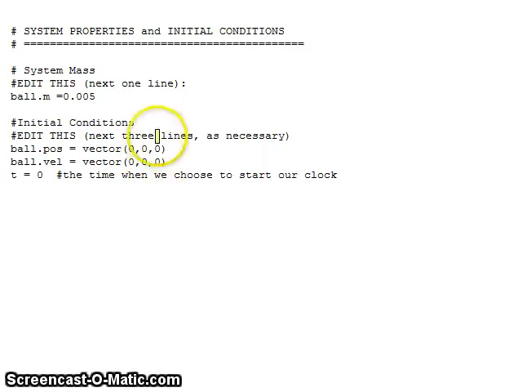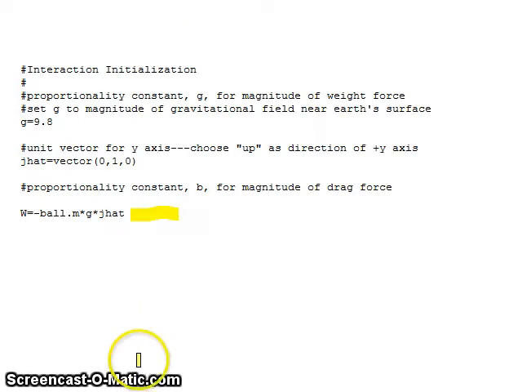We use a program to obtain the theoretical results, and inside we need to assign the initial conditions like mass, ball position, ball velocity, and time. This is the expression for weight. It includes mass, gravity acceleration, and a unit vector j hat.